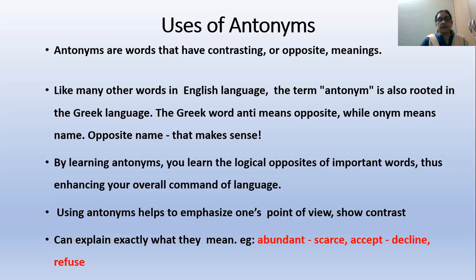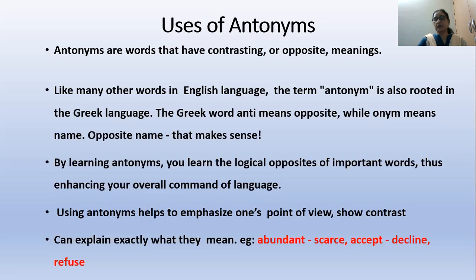Using antonyms helps to emphasize one's point of view and show contrast. So if you want to emphasize your point, if you want to say no to something, instead of saying I accept, you can say I reject. So it shows your contrasting idea. Instead of saying I don't accept, I reject is very meaningful, an appropriate word to say. It can explain exactly what we mean.